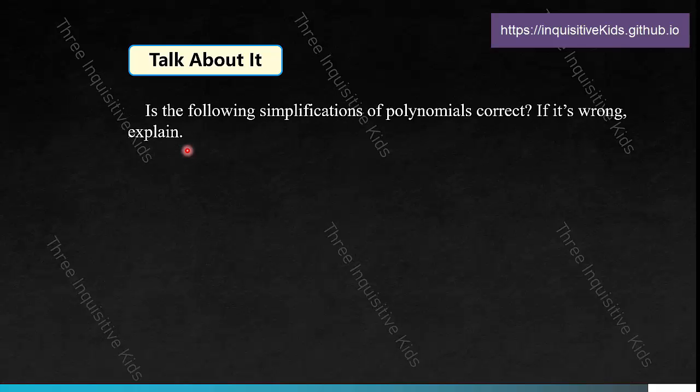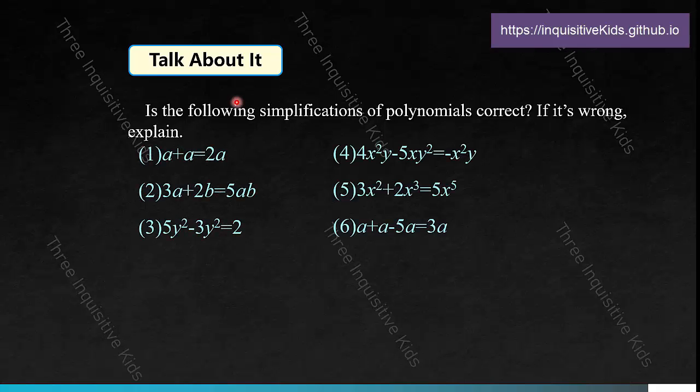Now let's have some sort of discussion. Are the following simplifications of polynomials correct? If it's wrong, explain. Again, since I can't really talk to you right now, it's your job to write it down on a piece of paper, maybe explain it to a family member or a sibling or a friend if they're around and you can reach them, or just write it down, and there are probably going to be some answers and I will reveal them. So these are the simplifications. Now it is your job to look and see if they are correct. Pause the video and do that.